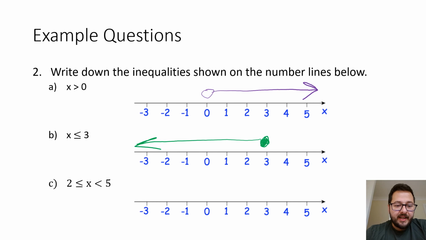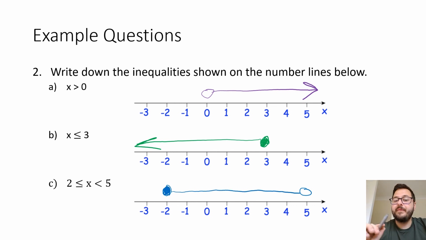Okay, and then finally, we've got 2 is less than or equal to x is less than 5. So we need to find 2 and 5. Now 2 is less than or equal to x, so we can colour that one in. And x is just less than 5, so we can't colour that one in. And then we just join these two up like that. And there we go. Okay, so that is going over inequality symbols and some number line questions.